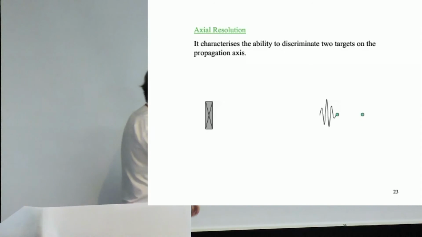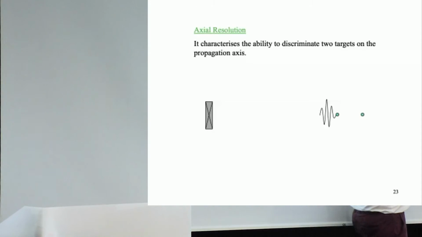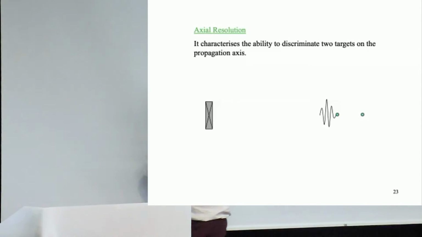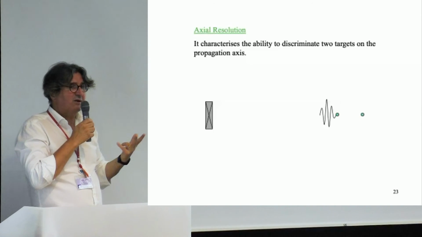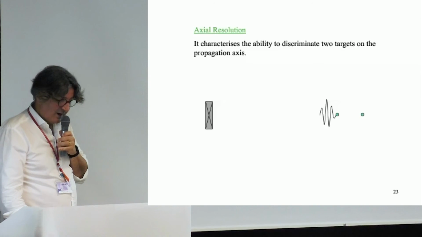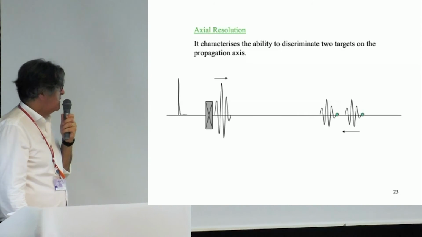High sensitivity means long pulse duration. If you have a long pulse duration, what does it mean? You will not be able to discriminate two targets that are close together because of the long pulse duration. But if you have a short pulse duration, you will be able to separate these two echoes. So you have a compromise between the sensitivity of a transducer and the axial resolution you want from your transducer. And the axial resolution is defined as follows.